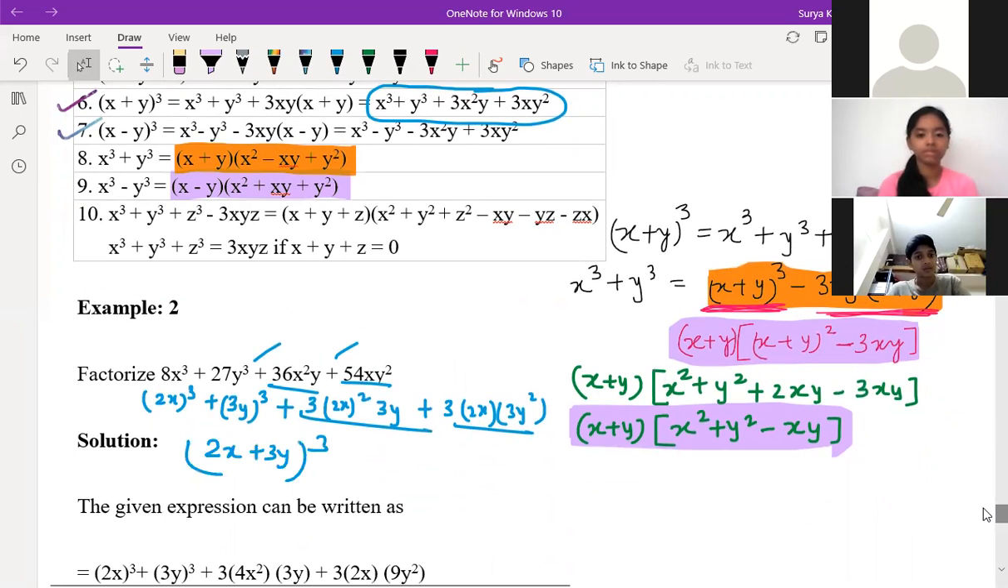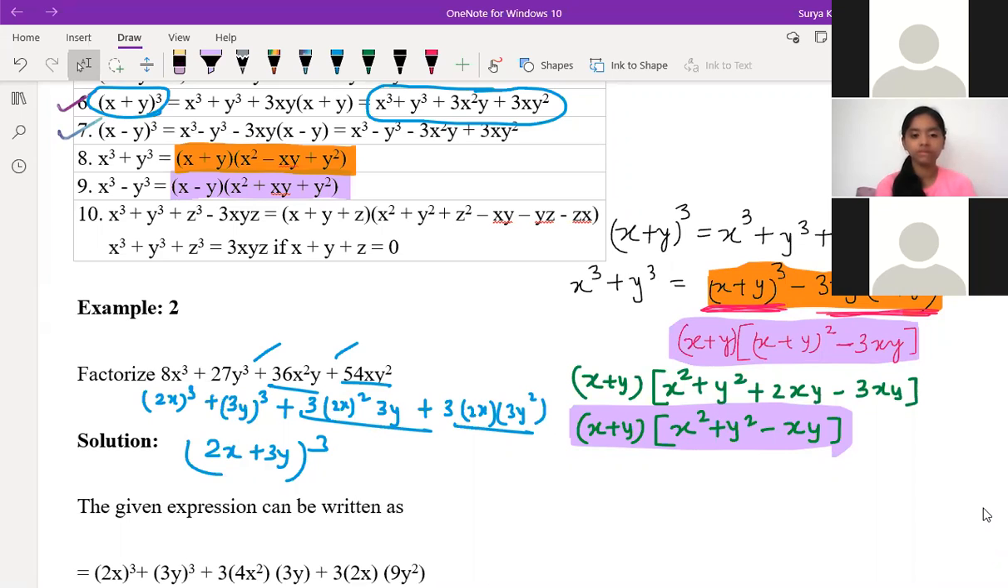If this form is given to you, x cube plus y cube, the answer should be in this form. Understood, children? If the LHS part is given to you, the answer is the RHS part. If the RHS part is given to you, you should write the answer in LHS part form. It's clear, Sai Charan? Sir, no, sir. I'm not.